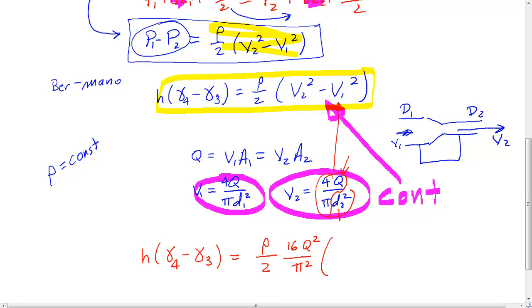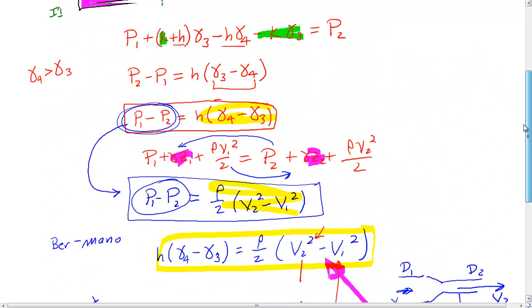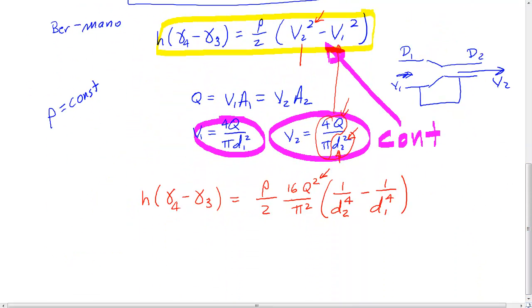Then the only thing I've got left is something that's not common to that, and that is 1 over D2 to the 4th. Now it's already squared, and then you're going to square it again. Minus 1 over D1 to the 4th. So if you head down a little bit further, now you have to remember the main goal here. You would actually know H equals a number. You'd of course know D1, you'd know D2. Those would be numbers. You'd of course know the gamma and the rho of all the fluids in here. So the only thing we wouldn't know would be Q. So that's what you're hunting after.